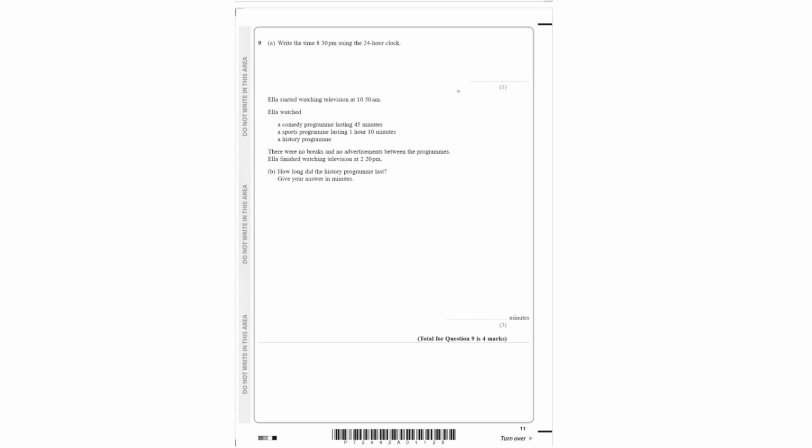Write the time 8:30 p.m. using a 24-hour clock. We can see that it's PM, so PM is simply 12 plus whatever hour. So 8 plus 12 is 20, and we write the 30. So it's 20:30.